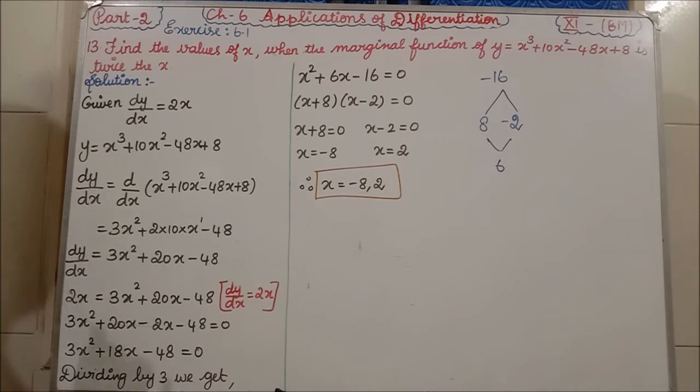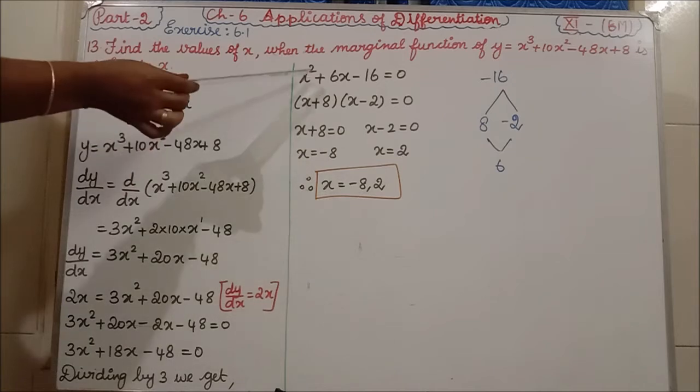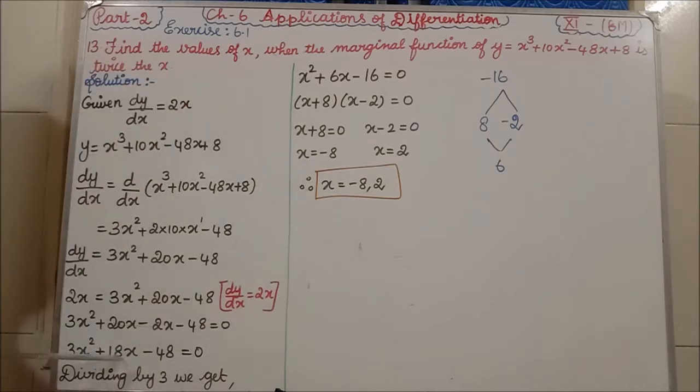Then I am taking this 2x to that side. 3x square plus 20x minus 2x minus 48 equal to 0. So 3x square, 20 minus 2 is 18x, minus 48 equal to 0. Throughout we are dividing by 3, because all the terms are divisible by 3. So dividing by 3, we get x square, 18 divided by 3 means 6x, 48 divided by 3 we get 16, equal to 0.